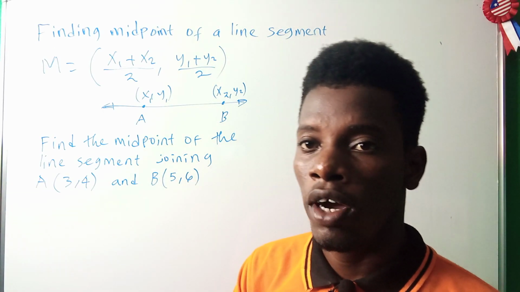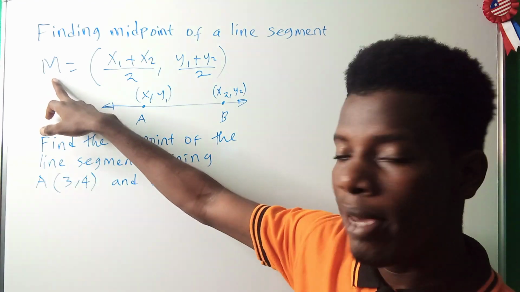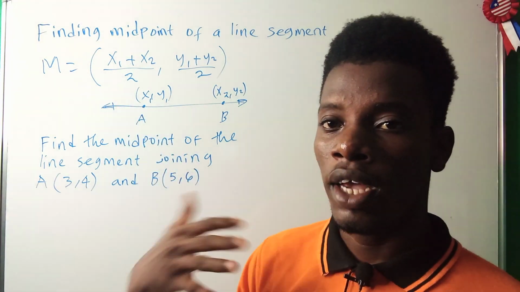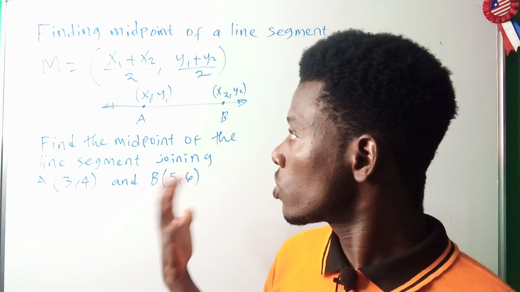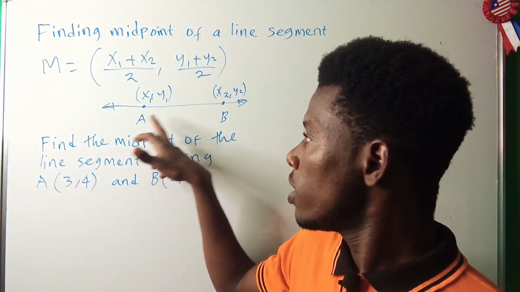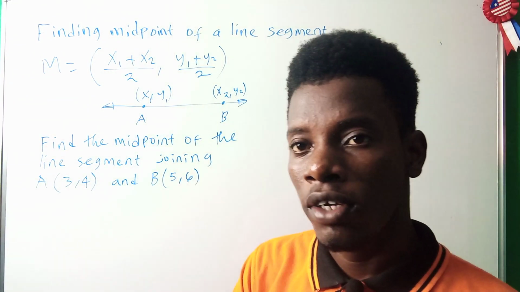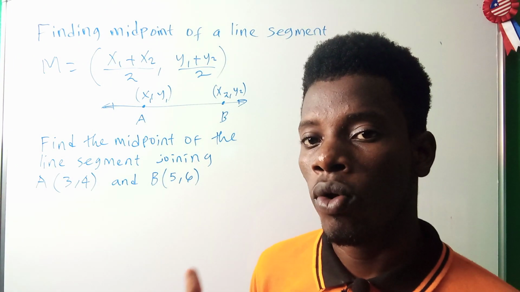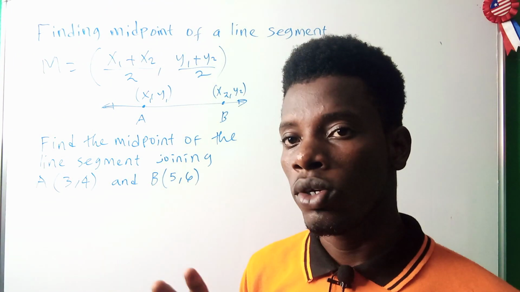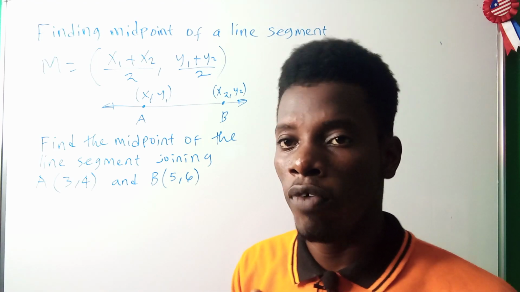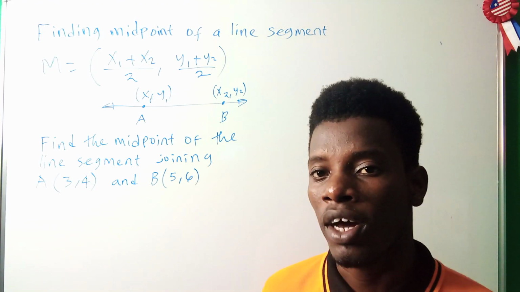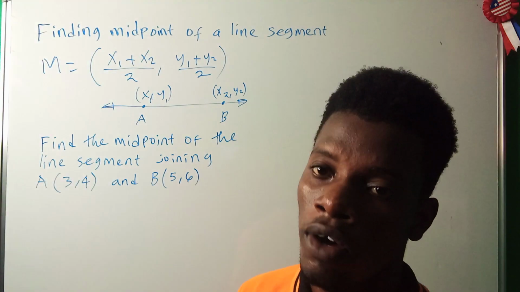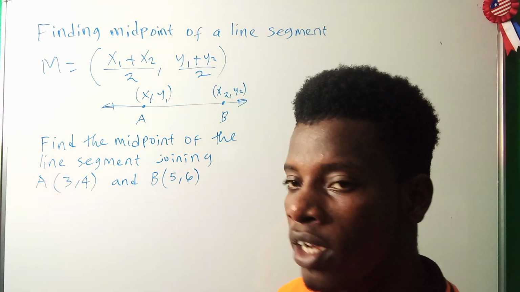So we have a formula for finding the midpoint, and this is the formula. M stands for midpoint is equal to (x1 plus x2 over 2, y1 plus y2 over 2). So x1 and x2 are the x coordinate of A and the x coordinate of B respectively. y1 and y2 are the y coordinate of A and the y coordinate of B respectively. So what do you do to find a midpoint? You add the x coordinate of A and the x coordinate of B and divide the result by 2, and you do the very same thing for the y coordinate. Add the y coordinate of A and the y coordinate of B and divide the result by 2.